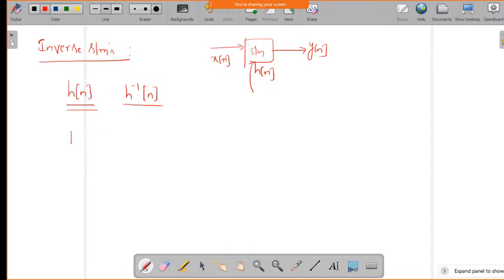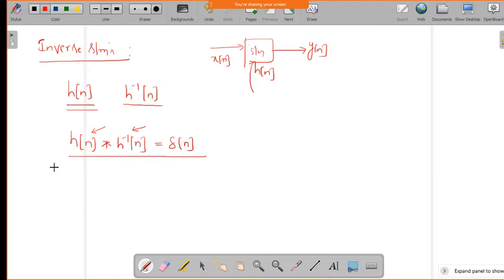Now if you convolve h of n in the time domain with its inverse, then you will get the delta function. If you convolve the system's impulse response and its inverse, you will get the impulse signal, delta of n.